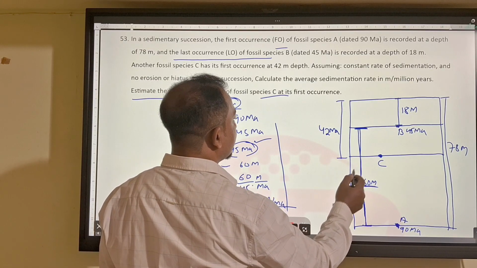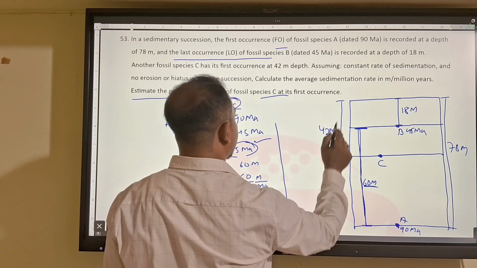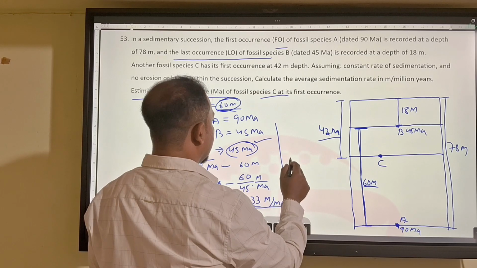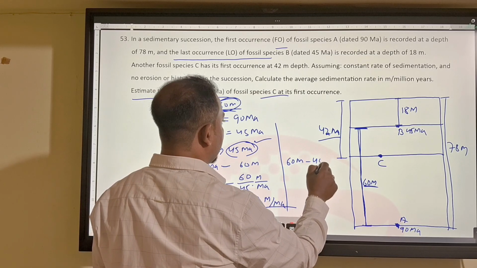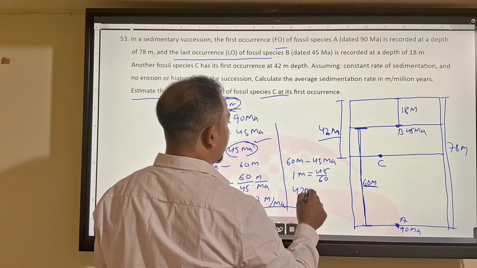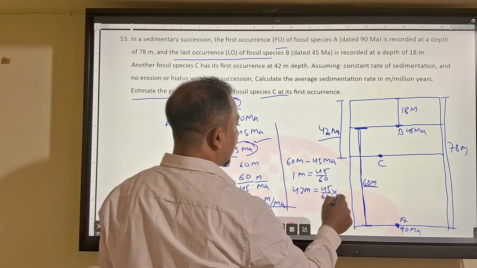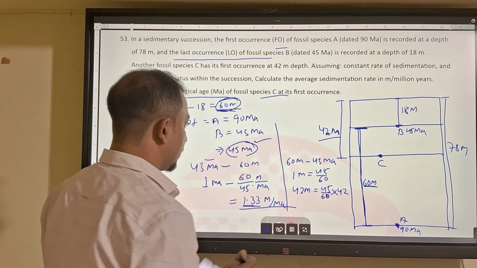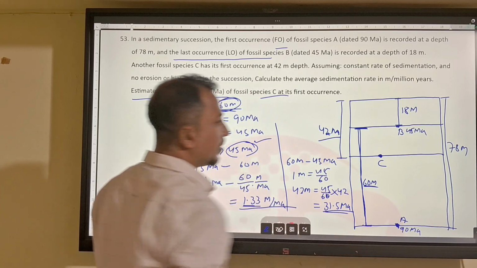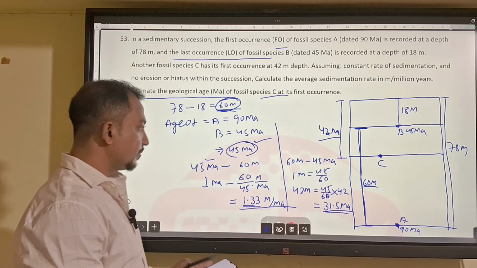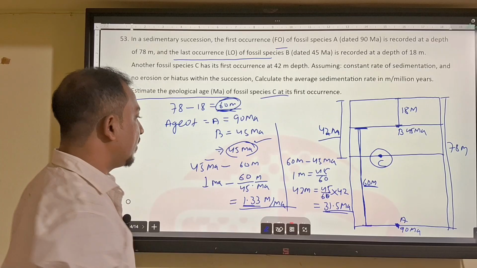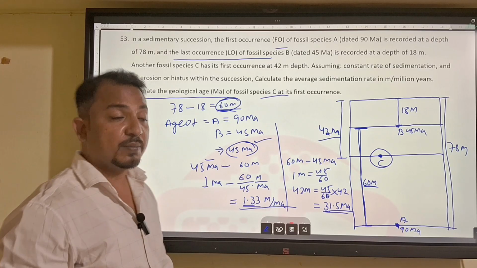Now the depth of C is 42 meter. You can calculate like this: 60 meter deposited in 45 million years, then 1 meter will deposit in 45 by 60, then 42 meter will deposit in 45 by 60 into 42. That is 31.5 million years. So the age of C will be 31.5 million years and the rate of sedimentation is 1.33 meter per million year.